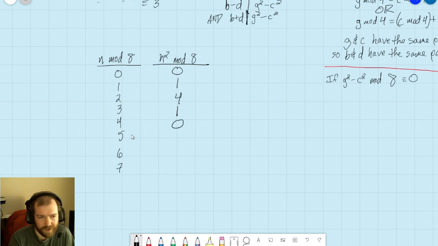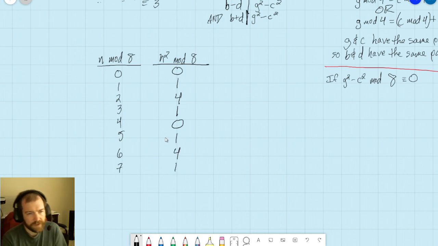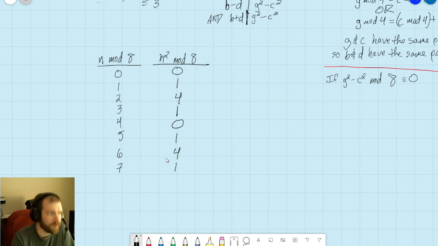And then we got 141 again, right? Should be 141. So let's check. 5 squared is 25, which is 1 mod 8. 36 mod 8 is 4, and 49 mod 8 is 1. Cool. And then obviously 8 is 0 again. So we have this nice pattern that repeats itself over and over again. So we get 0, 1, or 4 as our possible n squared mod 8.